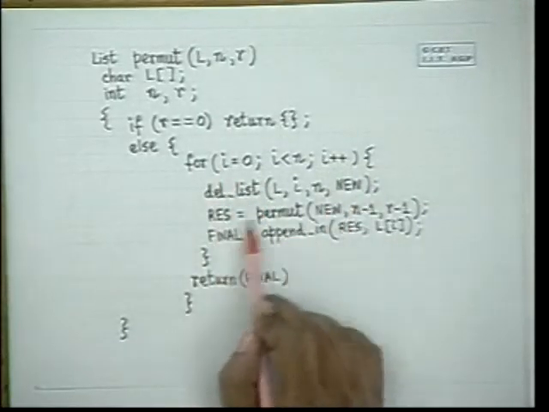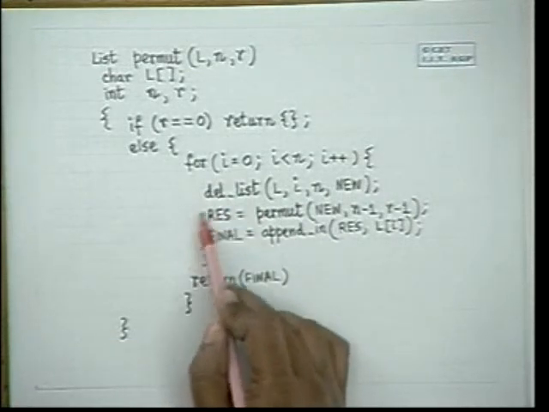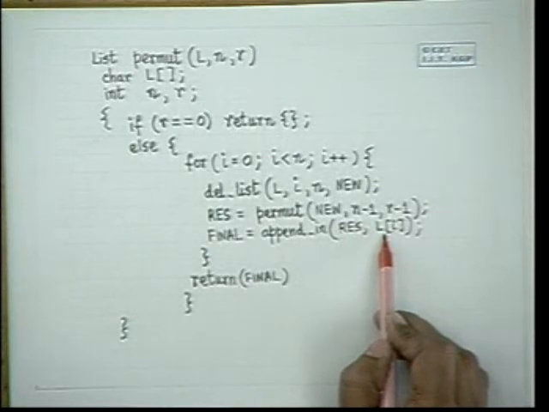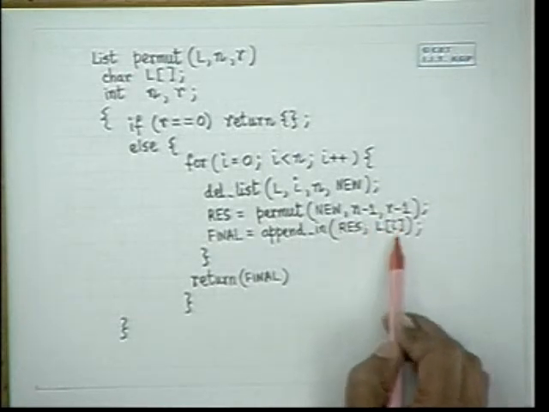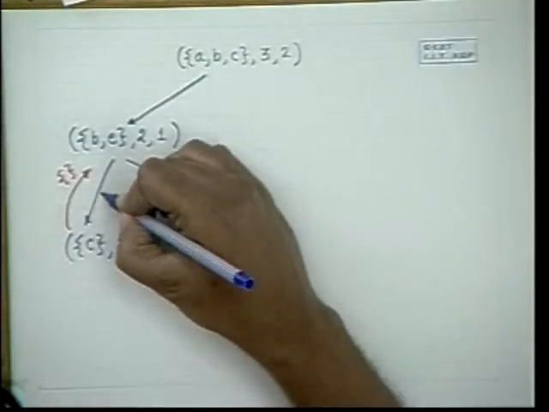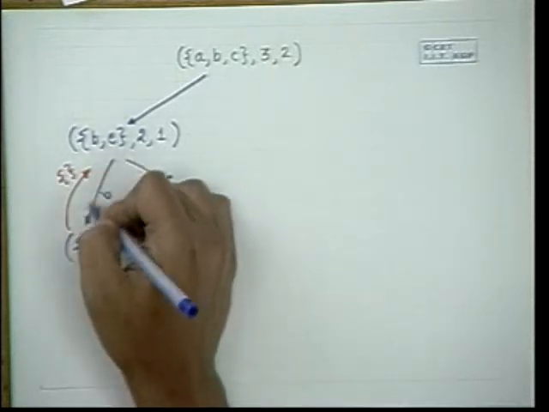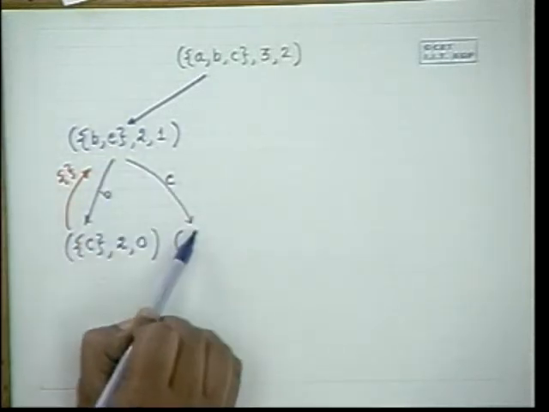Let us go back to the program. In the loop, you delete an element, you've got a null list returned, and you append in that null list Li. Here what was Li when we called it? B. It was called with 0. Here it will be called with C. B will be called this side, C will be called this side.